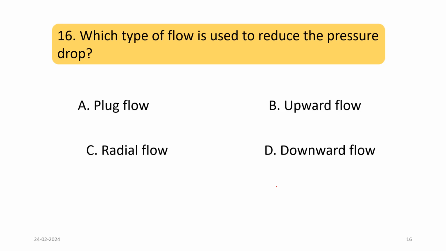Which type of flow is used to reduce the pressure drop? So the answer is radial flow. So what is the structure of the radial flow?